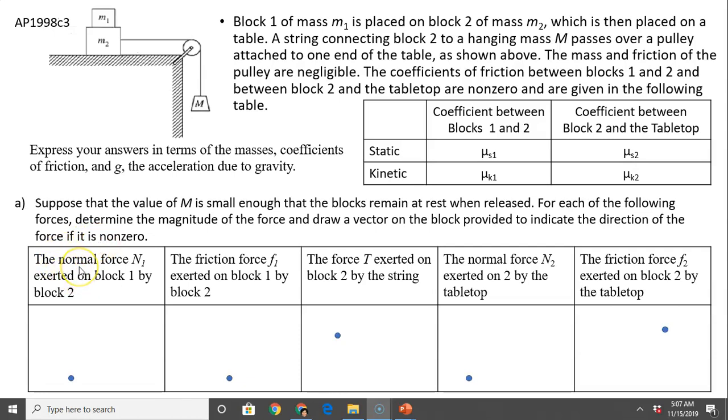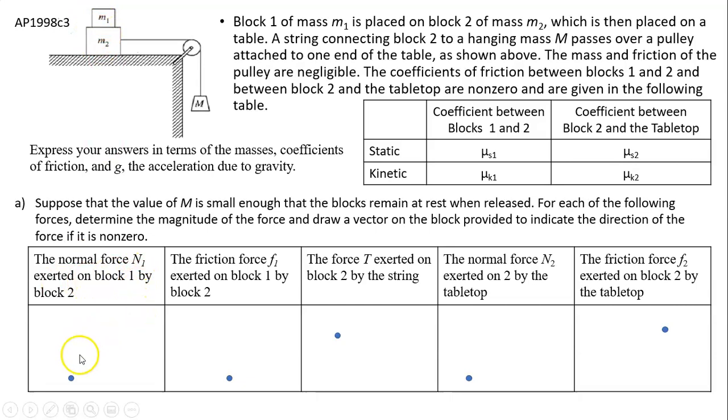First one, the normal force N1 exerted on block 1 by block 2. So on block 1 by block 2, that force should be upward. And that normal force should be equal to M1 g, equal to the force Earth exerted on block 1. The two forces cancel out. So that's why block 1 is not moving in the vertical direction.